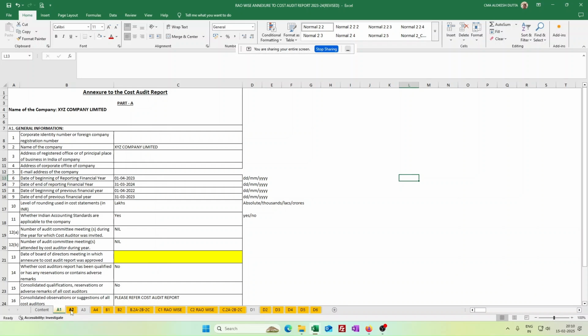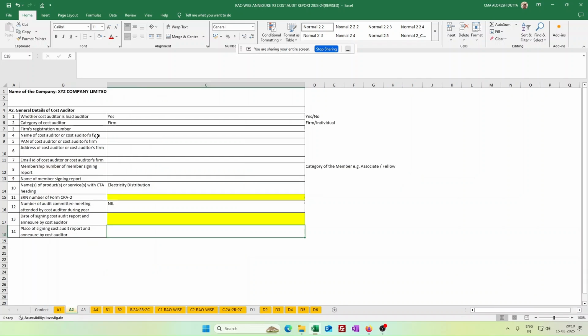Now come to the A2 part. A2 means para A part 2. Here the details of cost accountant, cost auditor should be given. Whether the cost auditor is a lead cost auditor. Now one question is there, what is lead cost auditor?